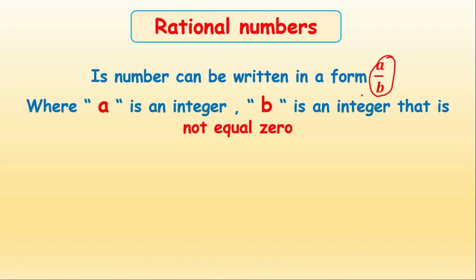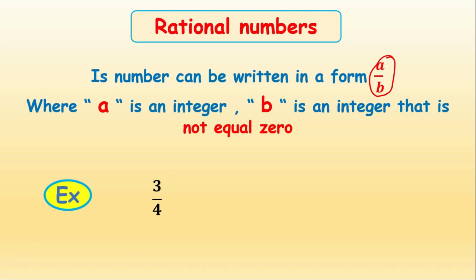Okay, this is the definition. For example, to understand, like 3 over 4. This is a rational number. Already 3 over 4 is a fraction, so you can write it in a fraction form. So it's called a rational number.